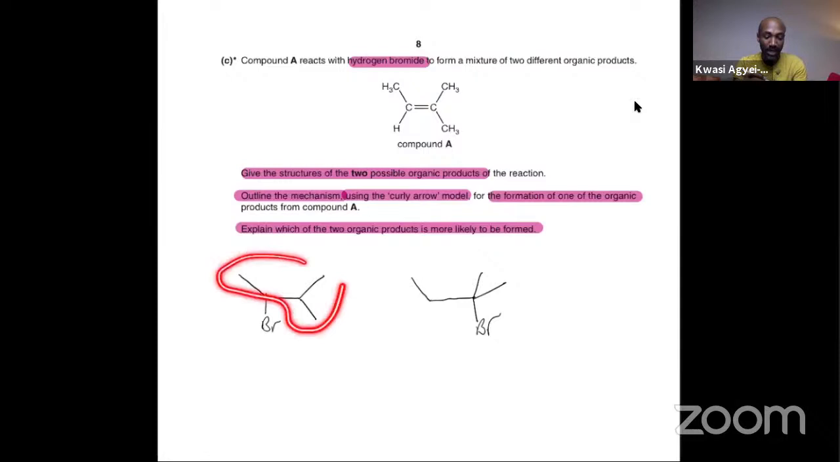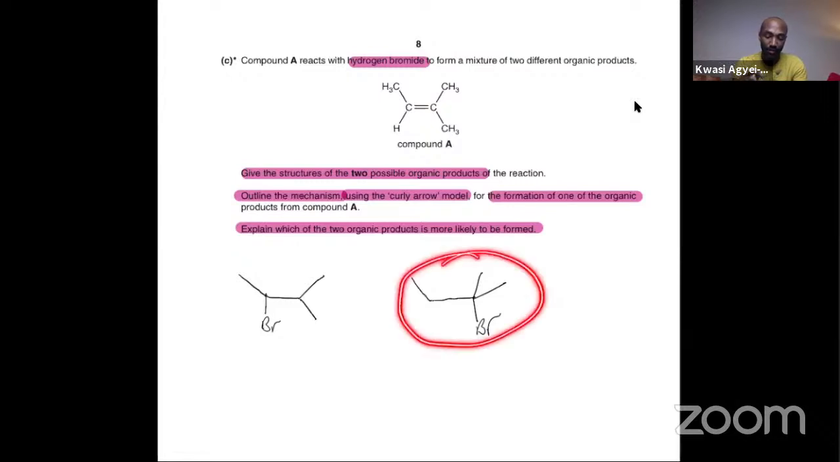Okay, so in this instance here, if we name them, the parent name would be butane, and you've got a bromine and a methyl group. So this would be 2-bromo, 3-methyl butane, and in this instance we've got 2-bromo, 2-methyl butane. Okay, so these are the two possible products. So we've got the structure of the two possible products. Outline the mechanism using the curly arrow model for the formation of one of the organic products. Okay, so let's have a look at the mechanism for this product there.